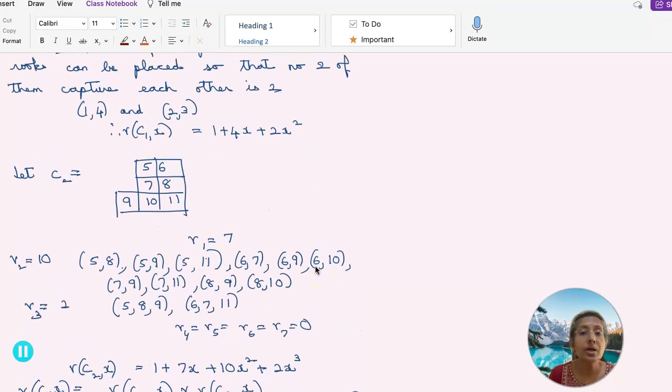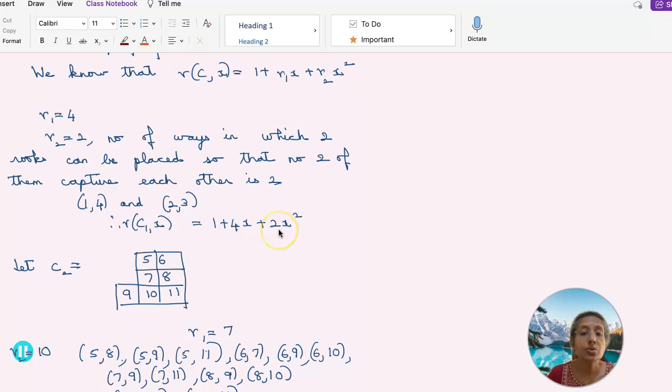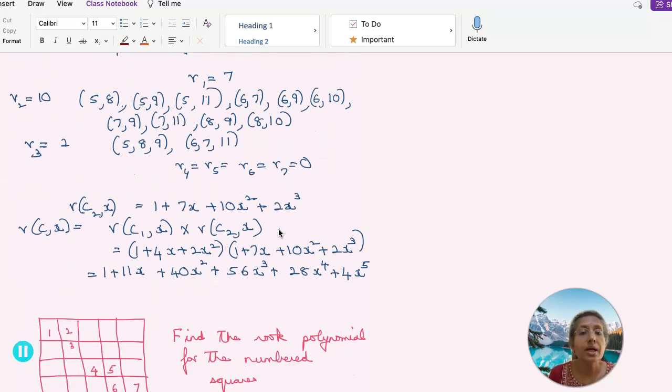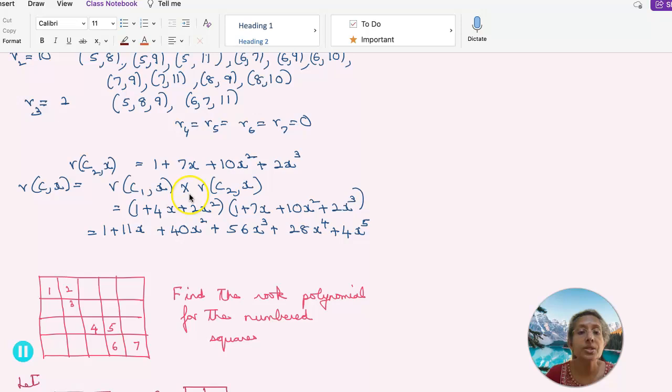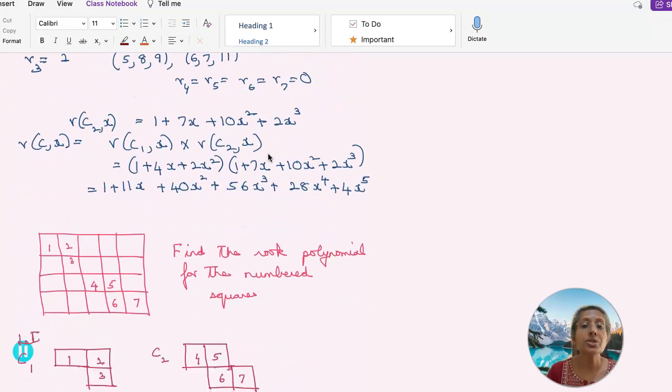We use this formula, 1 plus R1 x plus R2 x squared and so on. And multiplying both, R_C(x) is R_C1(x) into R_C2(x). R_C1(x) is 1 plus 4x plus 2x squared, and R_C2(x) is 1 plus 7x plus 10x squared plus 2x cubed. So this is your answer.